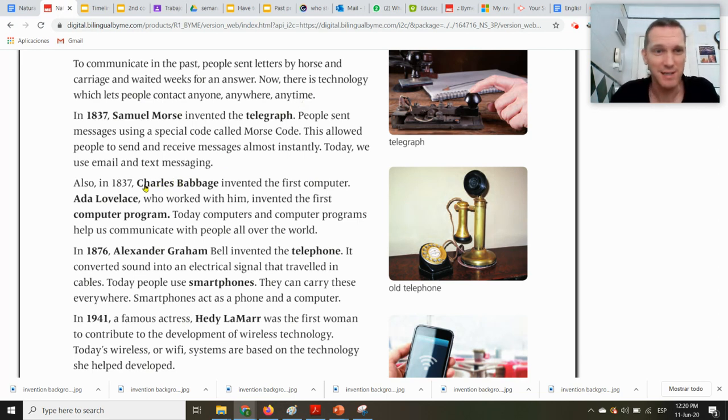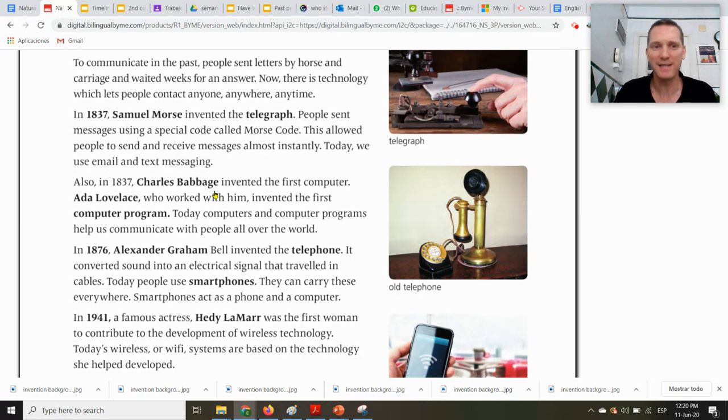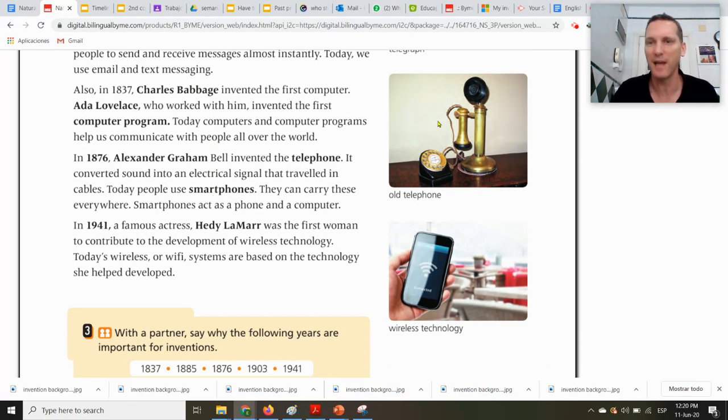Also, in the same year, 1837, they invented the computer. Not a computer like this computer or your computer, a computer that did calculations. It changed everything. Later, in the year 1876, they invented the telephone. And now people can speak and listen to other people over very long distances.